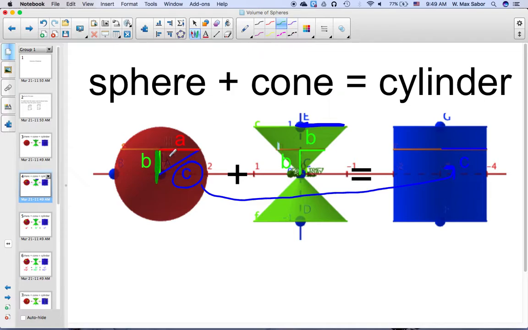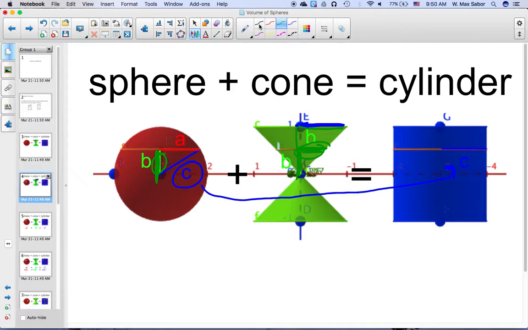If we look at the same height on the other two shapes, B will be the same on the cone, and because the cone has the same radius and height, this B will have to be the same as that B. The ratio of radius to radius is the same thing as the ratio of B to B. So this represents the radius here, that represents the radius there, and A is the radius of the circle that we're looking at the cross-section of.